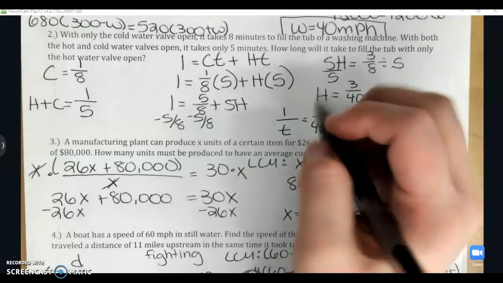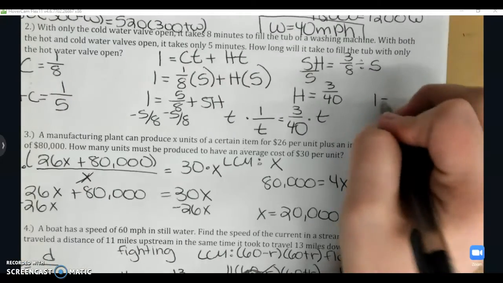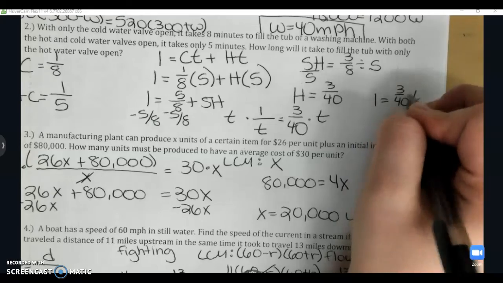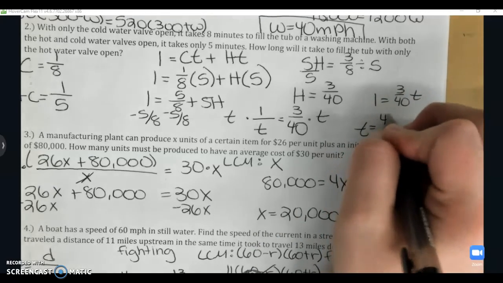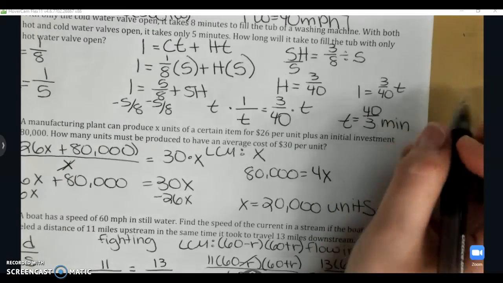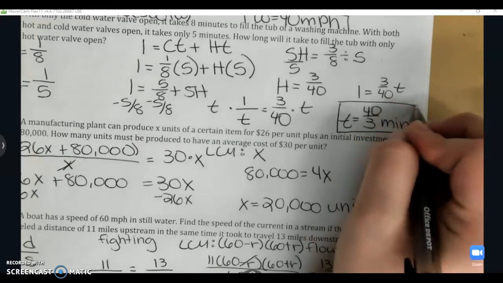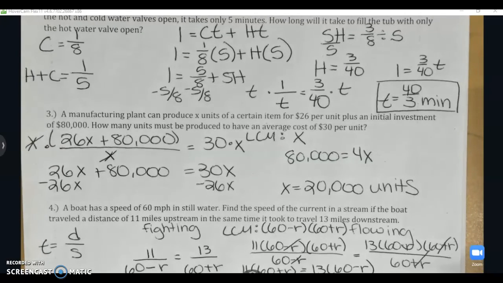So you can do this step by step algebraically. 1 is equal to 3 over 40t, or if you already know how to find the inverse, that's great, go for it. But we're going to get 40 over 3 minutes, which is about 13 1/3 minutes. And that is those 5 word problems for continuing our solving rational equations.